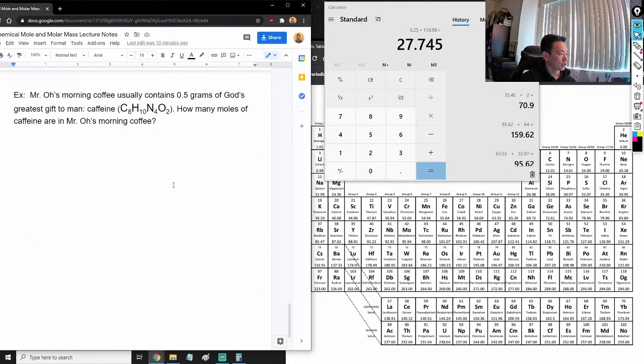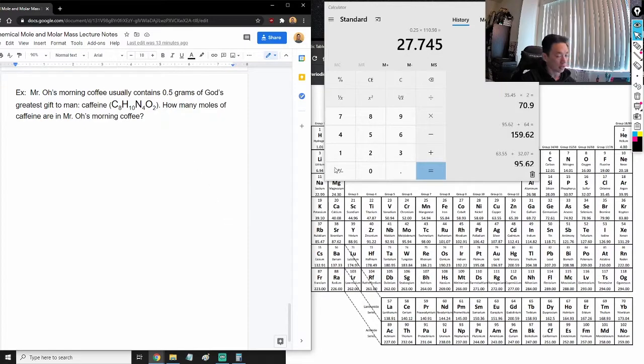Okay, so in this problem, we are going to be talking about my favorite molecule. It's, I think, God's greatest gift to man. It's a stimulant with literally like no side effects. It's caffeine.